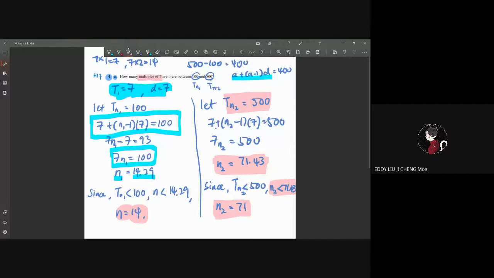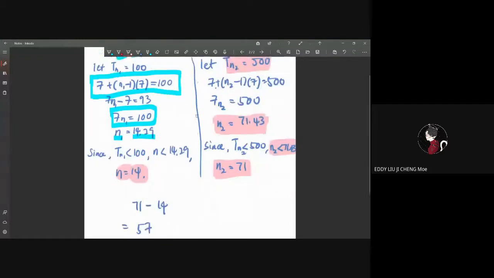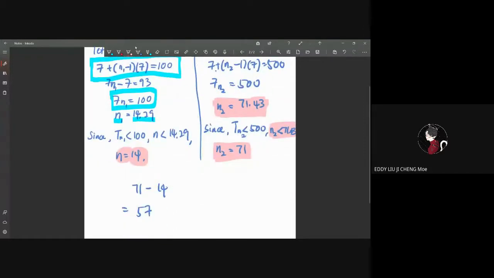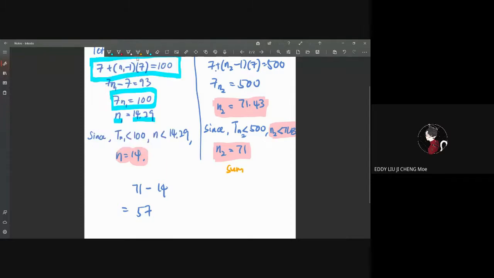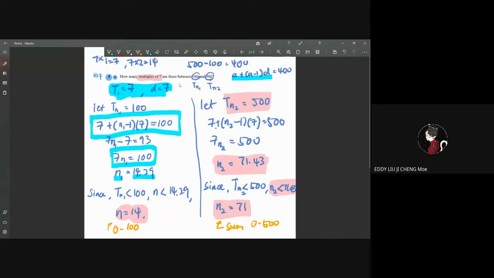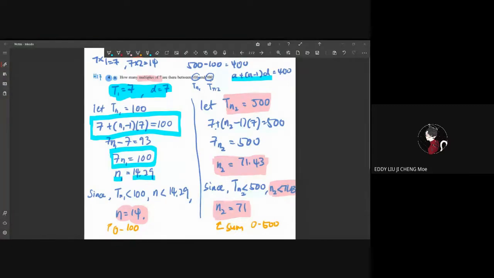And then if we want to find how many terms are in between, we need the sum from 0 to 100 and from 0 to 500. We just minus both of them, and we will get 57 terms between 100 to 500. Okay.